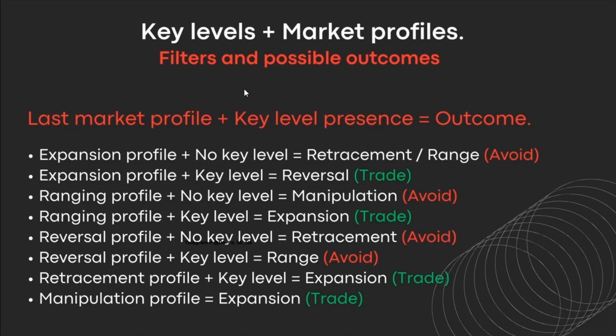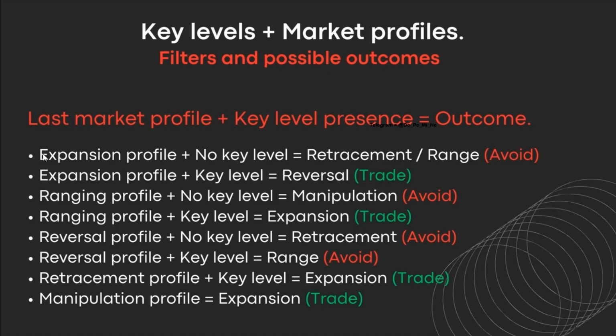Now let's discuss some combinations and outcomes of market profiles again, right? So here we've got a format. The first variable in this equation represents the last profile that has ended, and the second variable represents the presence of a key level and whether a key level has been tested or not, or whether it's present or not, right? Then combining them together gives us a possible outcome, which is the constant of this equation.